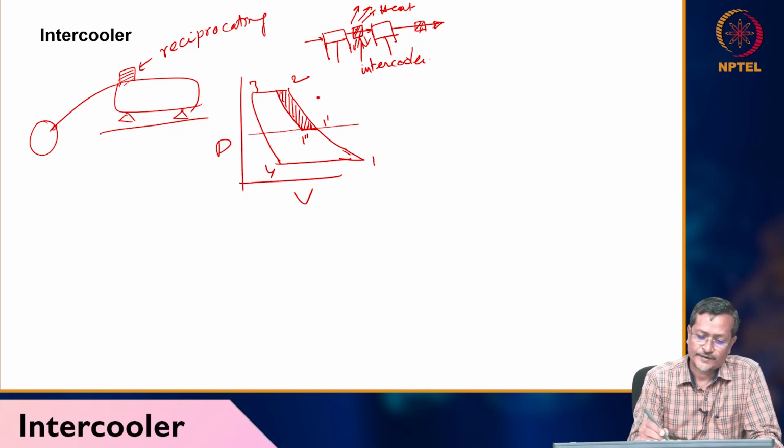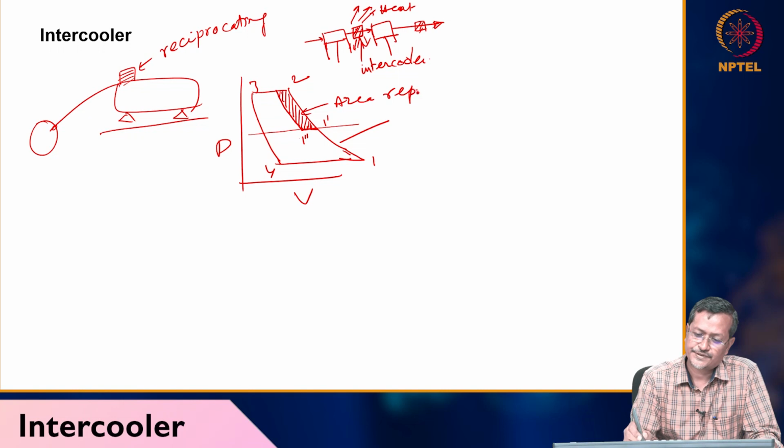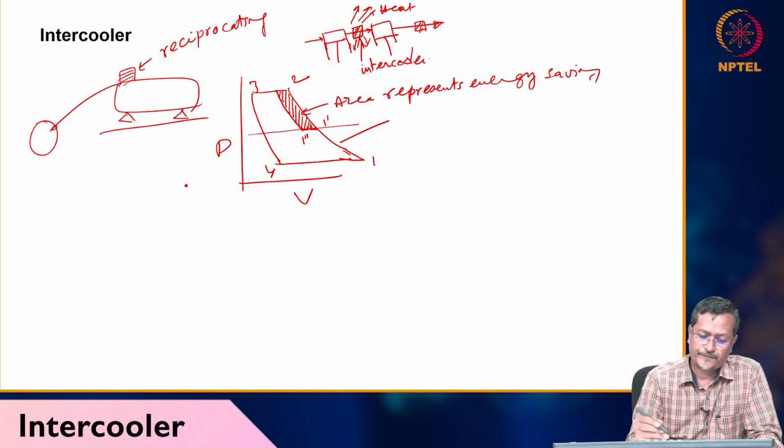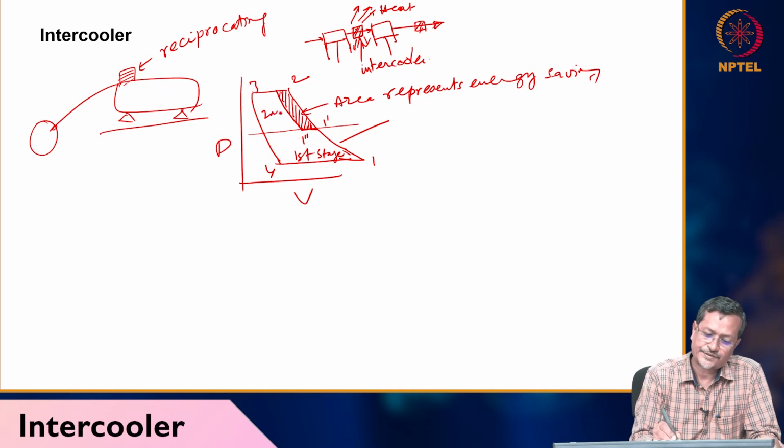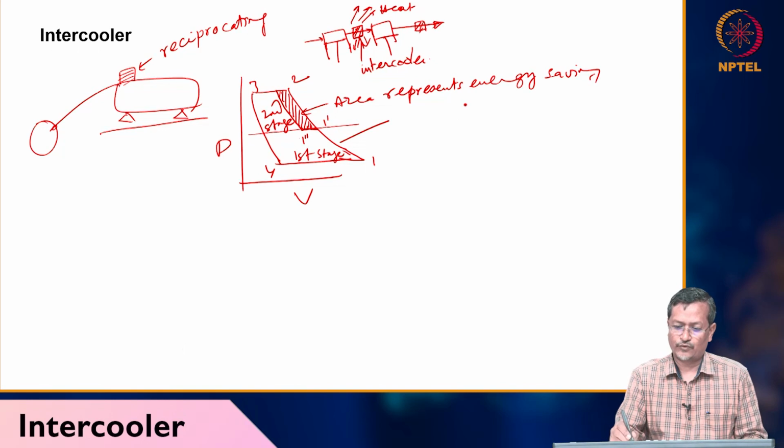So this area represents energy saving. This is the first stage, this is the second stage. So the ideal cycle will be like this.